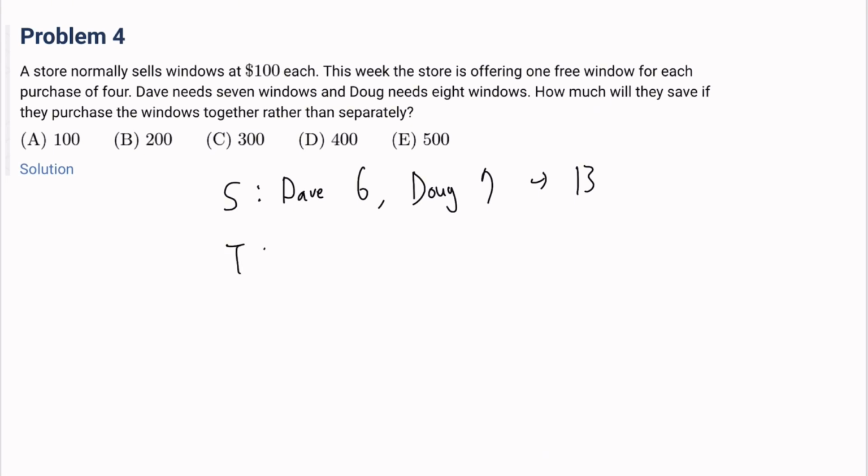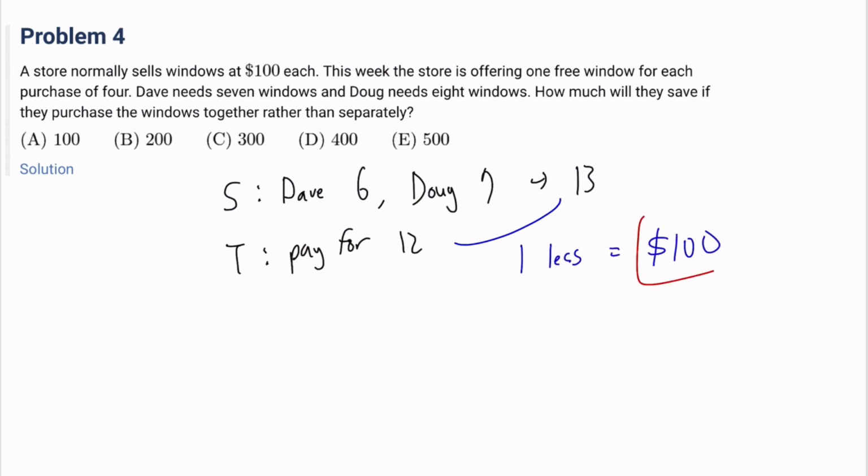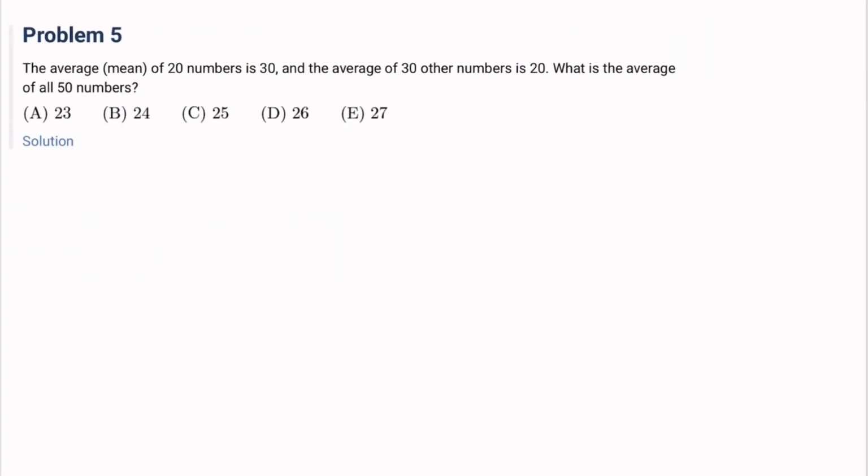But if they buy it together, then Dave plus Doug, sorry, they need 7 plus 8, which is 15, and so they will pay for 12, right? Because if they pay for 12, then they're going to get 3 free, so that's all 15. So this means that they pay for 1 less. So 13 and 12, that's a difference of 1. So they pay for 1 less, which is $100 saved, right? So the answer is $100. It's A.